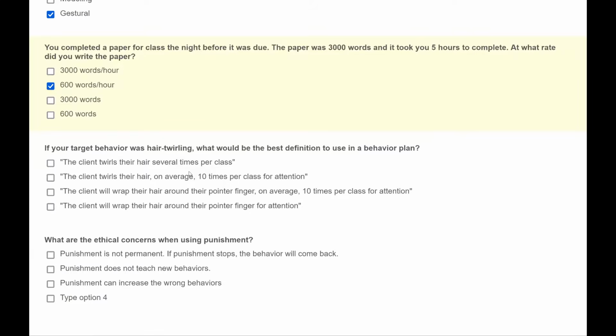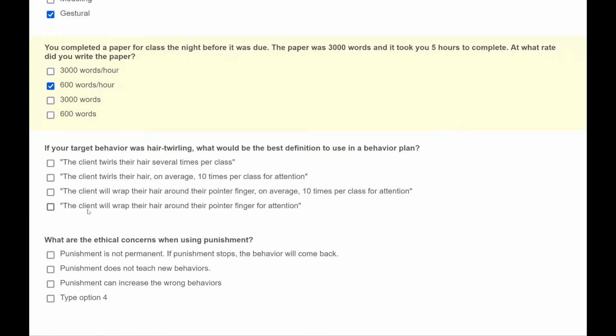So let's try to get more specific here. C, the client will wrap their hair around their pointing finger on average 10 times per class for attention. It's pretty good, right? We have function, we have an average amount of times it happens, and the client will wrap their hair around their pointer finger, which is much more descriptive than client twirling their hair. Now we know, okay, when we see them wrapping their hair around their pointer finger, that's what we're talking about. Can you always go more specific? Absolutely, right? But we're looking for the best answer. So far, C is our best answer.